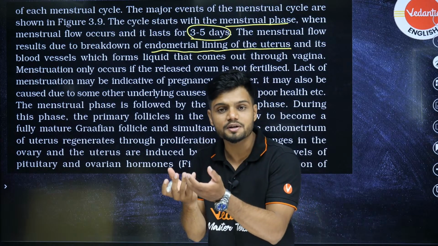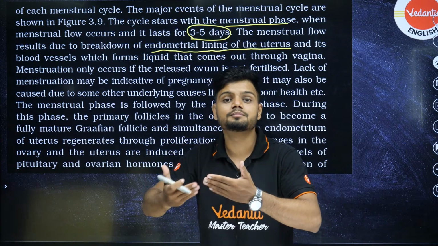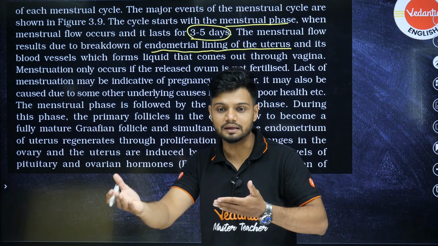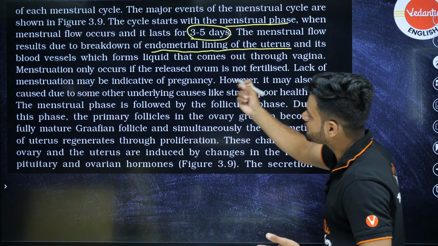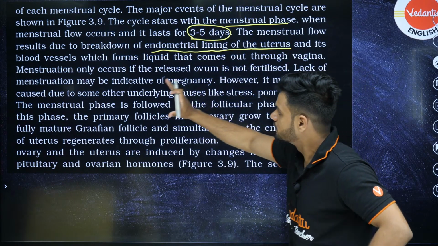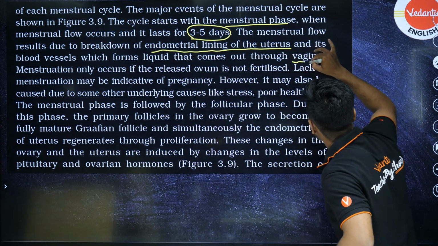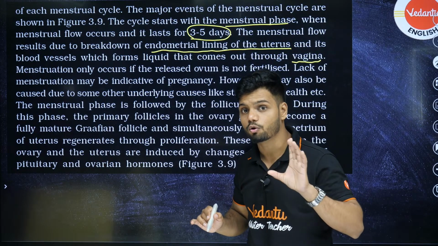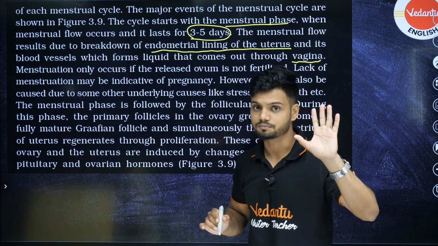So why is it called menstrual cycle? Because there is breaking of the endometrium layer. That's the bleeding phase, right? And it's blood vessels which form the liquid that comes out through the vagina, right? See, it is coming through the vaginal opening, vaginal orifice, not the uterine.